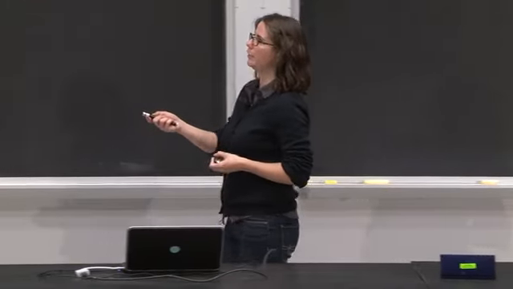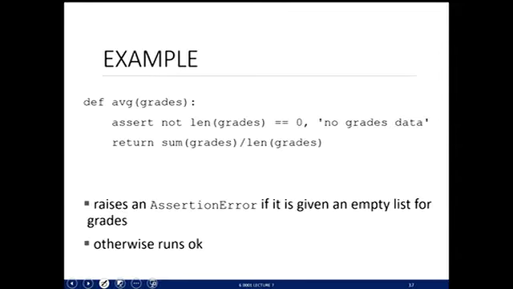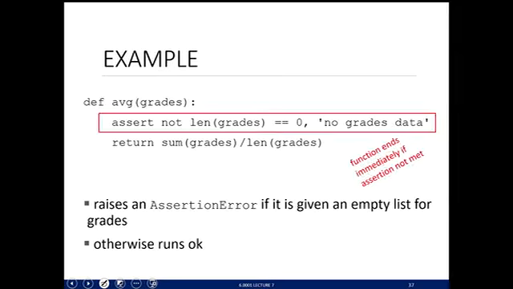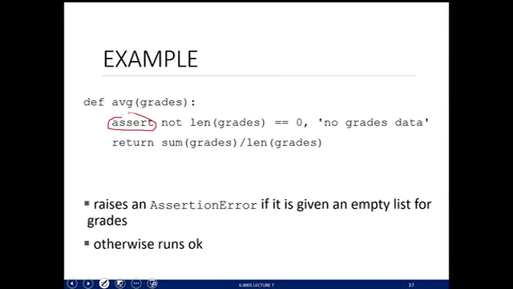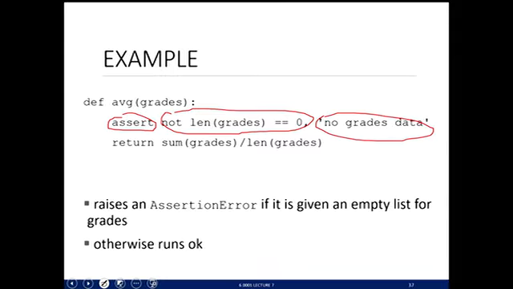Okay. Here's an example. This is the same average function we've seen before. Here, instead of using exceptions, we're going to use an assert statement. And the assert statement we're putting right at the front, at the beginning of the function. And the keyword is assert. The next part of the assert is what the function expects. So we expect that the length of grades is not equal to 0, so it has to be greater than 0. And then we have a string here which represents what you print out if the assertion does not hold.